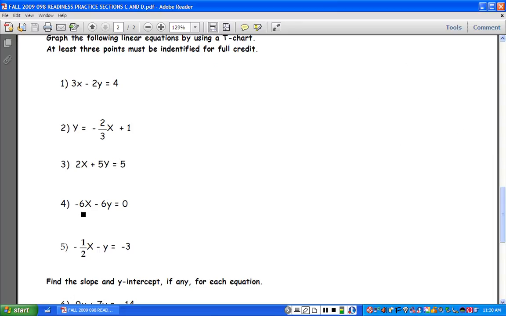Again, we're solving for y, so plus 6x plus 6x, so we have -6y equals 6x plus 0. Since the 0 is over there, there's no need to write it. Now we're going to divide both sides by -6, so you have y equals -1x, which is just written as -x. Y equals -x.